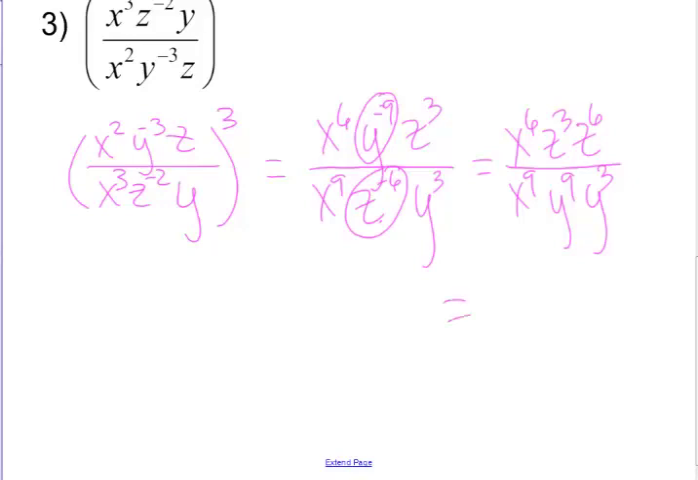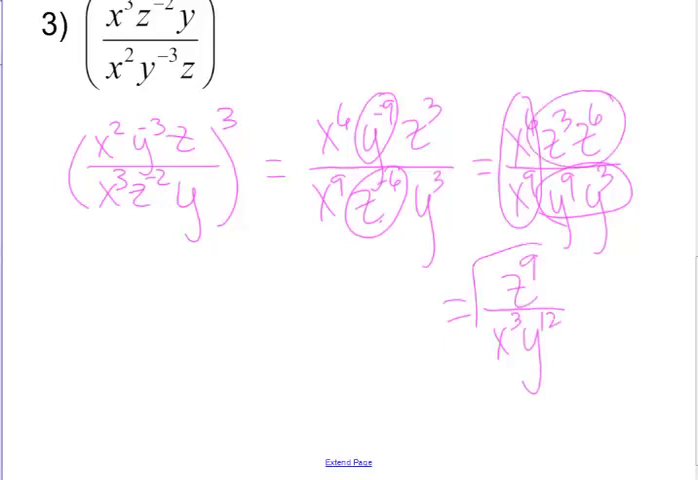And then we're going to combine. So we have to combine our x's. X to the 3 on bottom, y to the 9 and y to the 3rd, y to the 12, and then on top, the z's, z to the 9.